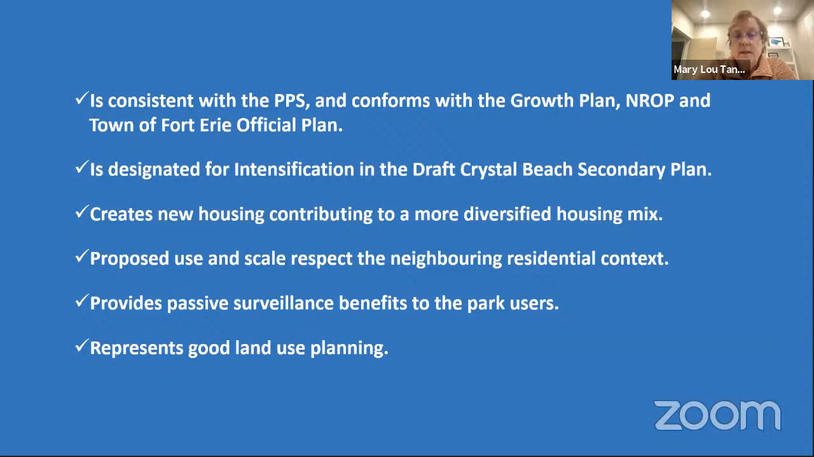The proposed use and scale respect the neighboring residential context in that this is a lower profile development in the medium density residential range, and it does largely conform to the height provisions that the town has identified in the Crystal Beach Secondary Plan and zoning bylaw. We've provided that connectivity through passive surveillance for the park, which will benefit park users, and we believe this represents good land use planning. That concludes my presentation. Thank you very much.